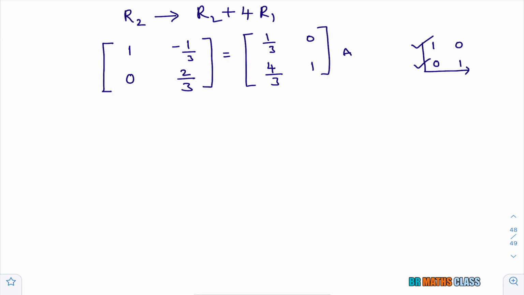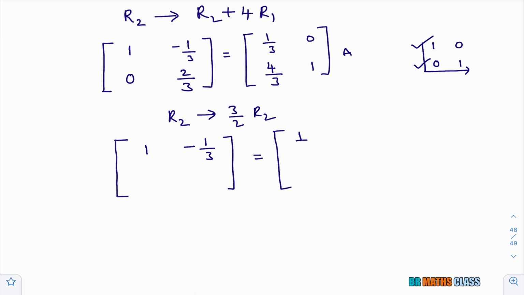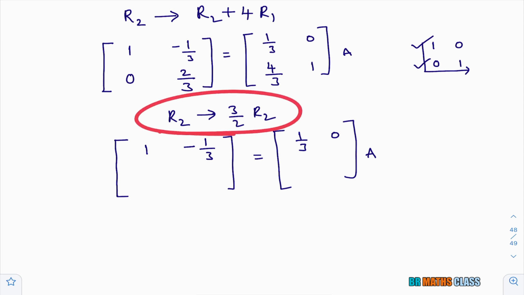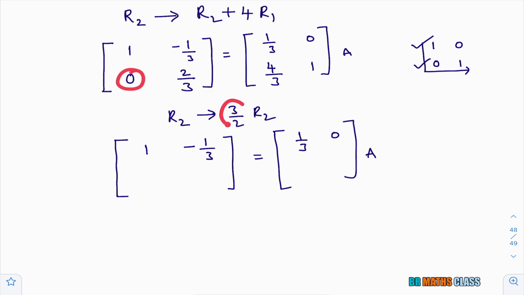Why? Basic idea is I want 1 at this place. So all the elements of R2 I'll multiply with 3 by 2. Let's see what you will get. R1 is as it is: 1, minus 1 by 3, 1 by 3, 0. All the elements of R2 you multiply with 3 by 2. 3 by 2 into 0 is 0 only. Now 3 by 2 into 2 by 3 is 1. Right? It is 1.